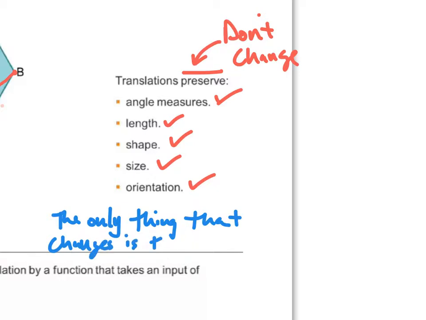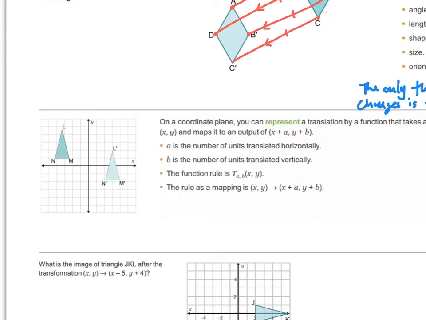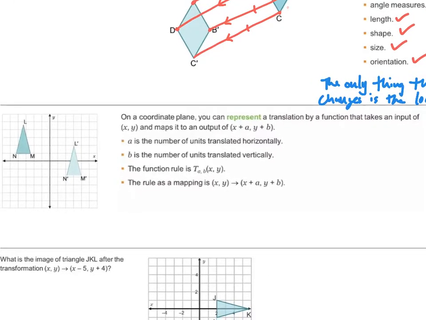And that's it, okay? All right, so let's take a look at what this looks like for a certain type of problem. If we wanted to write a rule for a translation, on a coordinate plane, you can represent a translation by a function that takes an input, x, y, and maps it to an output, x plus a, comma, y plus b, where a is the number of units translated horizontally, and b is the number of units translated vertically.